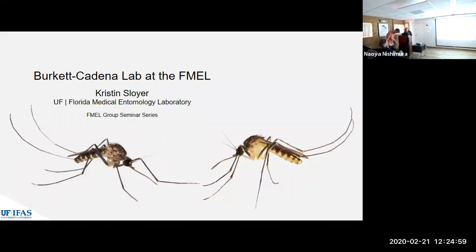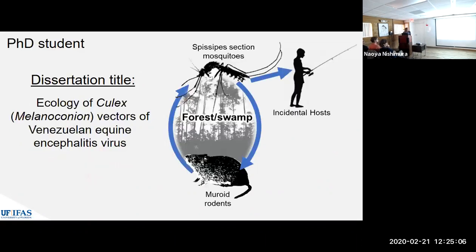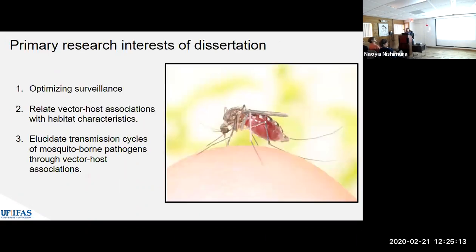Thanks. I'm just going to be talking a little bit about my PhD dissertation research today. I'm primarily studying the ecology of Culex Melanoconion vectors of Venezuelan equine encephalitis virus. My primary research interests include optimizing surveillance, relating vector host associations with habitat characteristics, and then using these to elucidate, as an overall goal, transmission cycles of mosquito-borne pathogens through vector host associations.